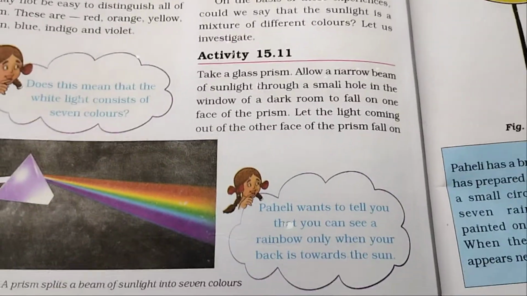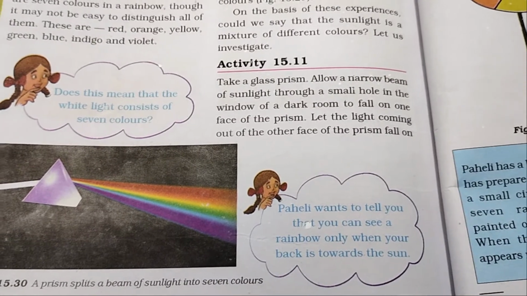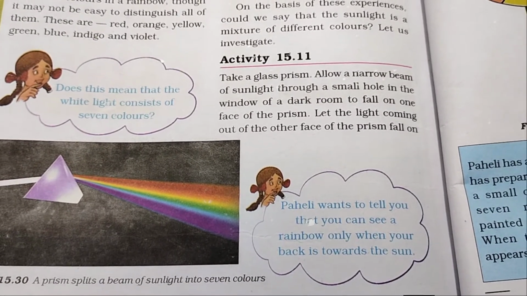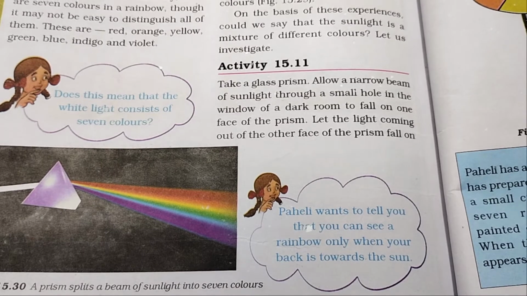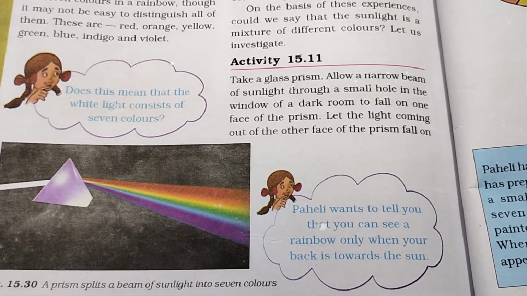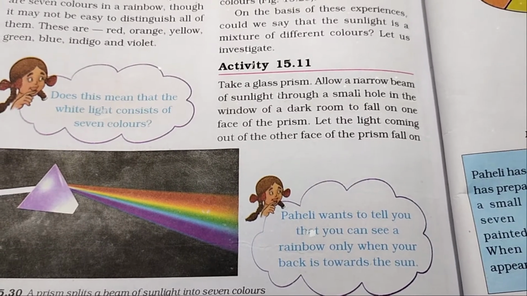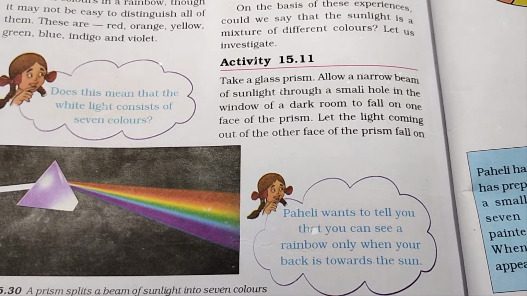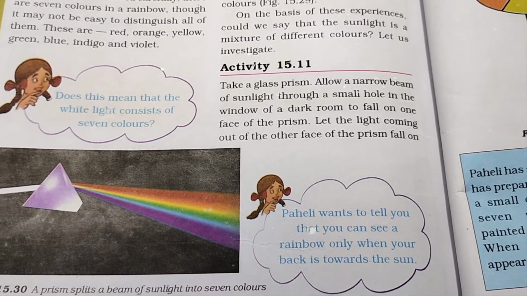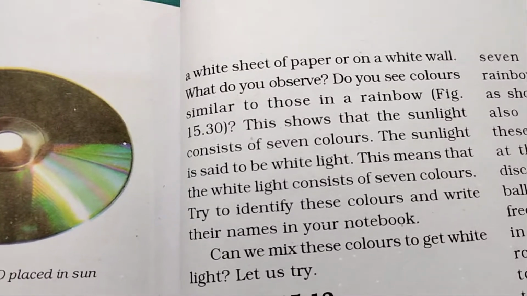For this, we have a scientific activity which is known as the prism activity. You can take a glass prism and allow a narrow beam of sunlight through a small hole of the window in a dark room. In a dark room you place the glass prism and pass the beam of sunlight through that hole. Then you can actually see the light coming out of the other face of the prism, which is falling on a white sheet of paper or a white wall.